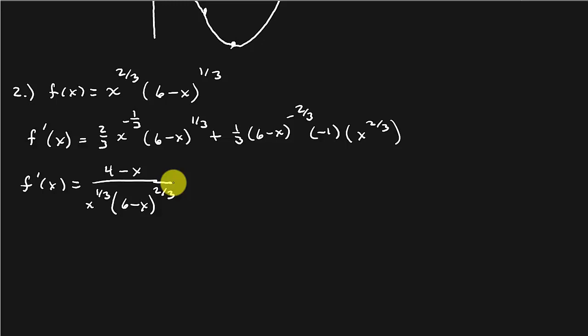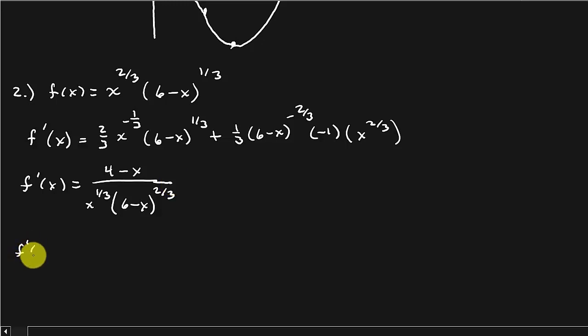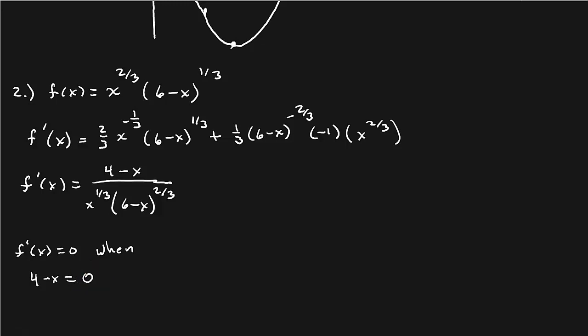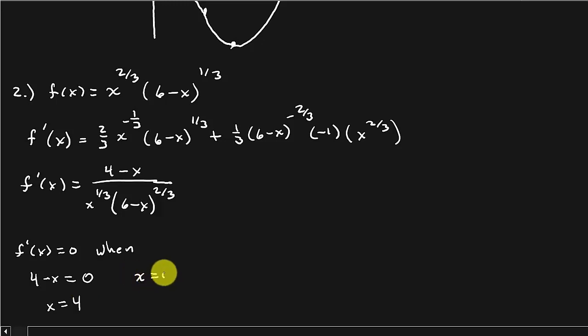Now, let's find our critical numbers. So remember, f prime of x is equal to 0 when 4 minus x equals 0, right? A fraction is 0 when the numerator is 0. All right, so we get x is equal to 4. And then remember, our critical numbers are also where the denominator is equal to 0. So that would be x equals 0 and x equals 6. See, 6 makes the denominator 0 and 0 makes the denominator 0. So here are our critical numbers, 4, 0, and 6.